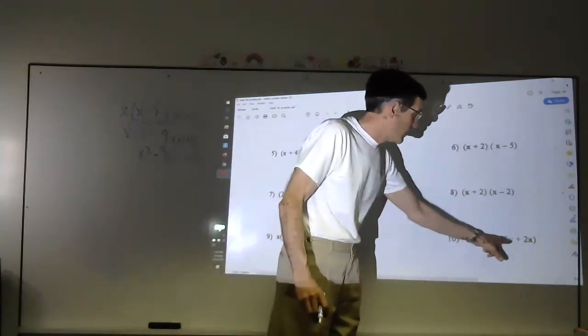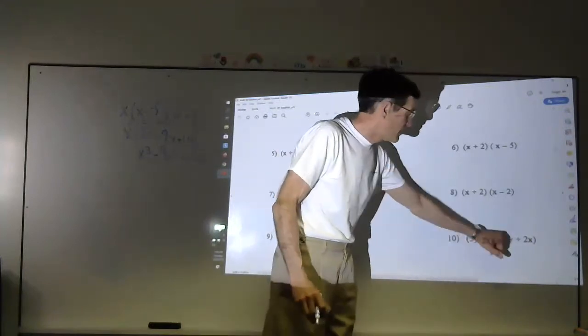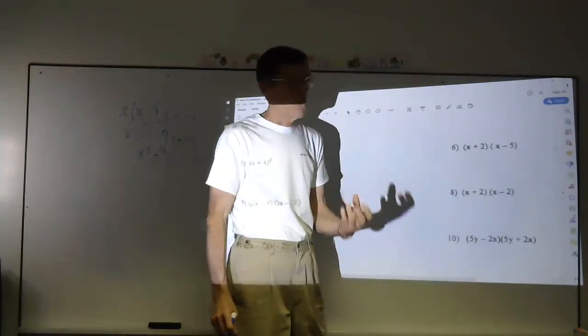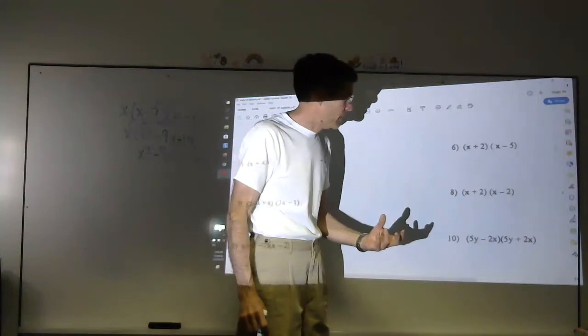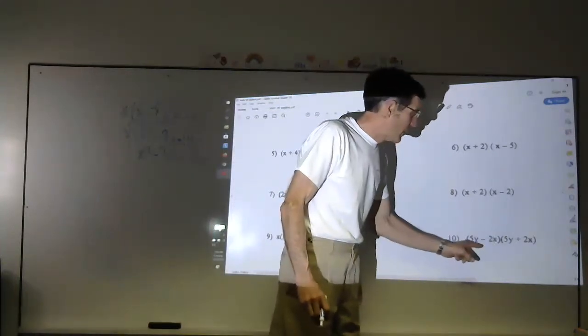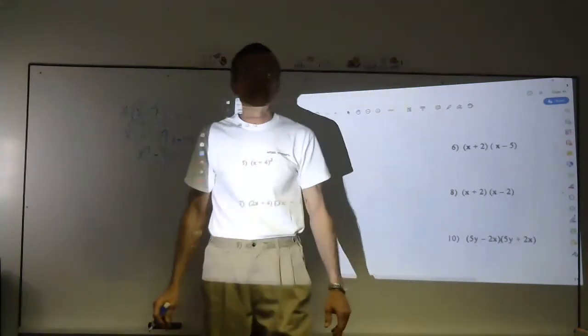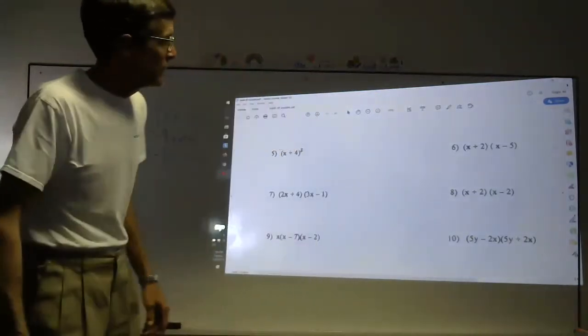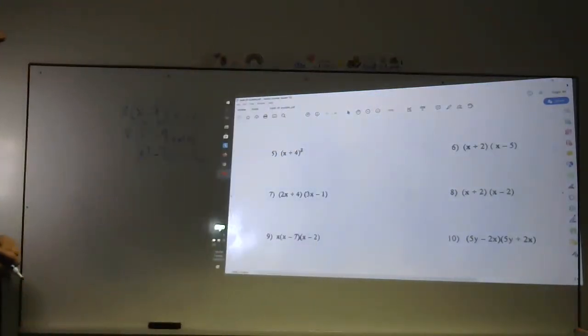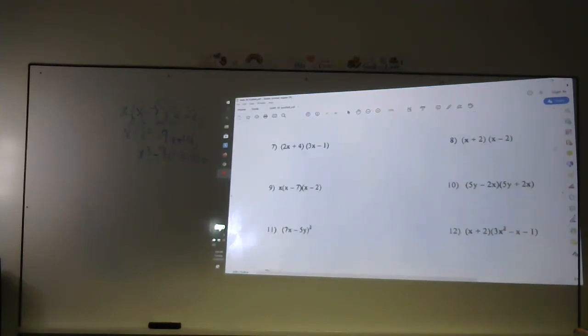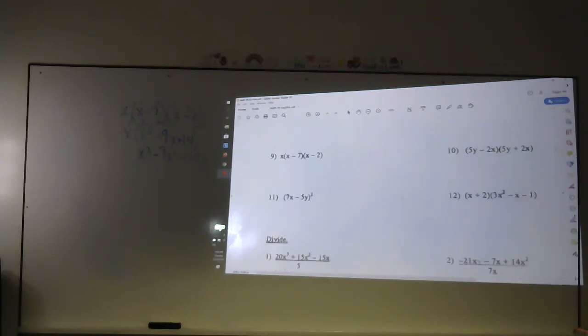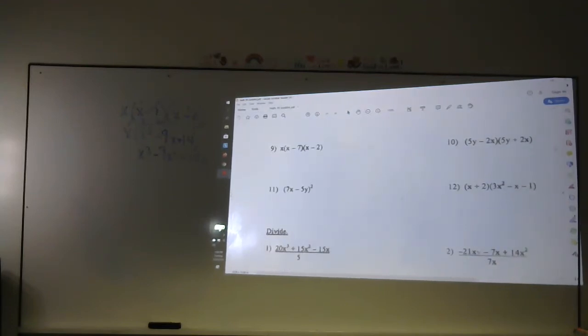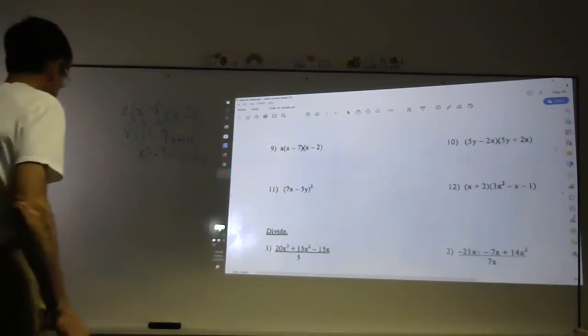So it would be 25. Let's start over again. 5y times 5y is 25y squared. Your outers and inners went away, minus 4x squared. 25y squared minus 4x squared. Couple more multiplications, and then we start the division. Okay?